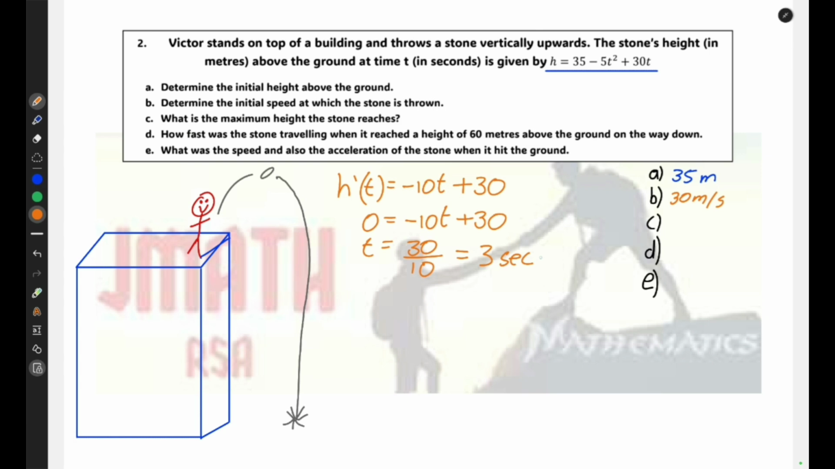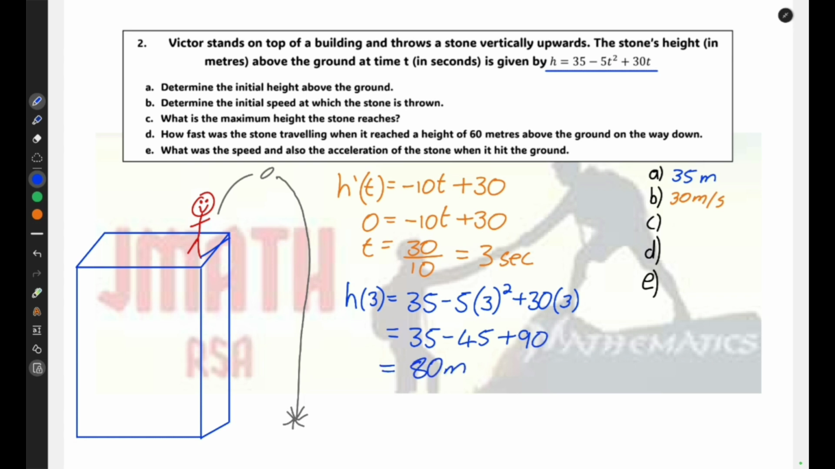They are asking me, what is the maximum height? That I get if I sub in 3 into the original equation. So h of 3 would then be equal to 35 minus 5 times 3 squared plus 30 times 3. Okay, so 35 minus, 5 times 9 gives me 45, plus 90, and that would give me 80 meters above the ground. So always check nicely with questions like this. Are they just asking for the time, so the x-axis, or are they asking for the actual value, because that would always be the y-axis, which I get from the original equation.